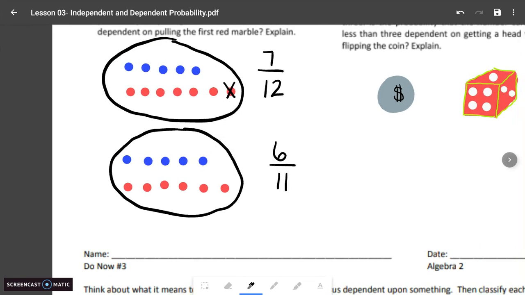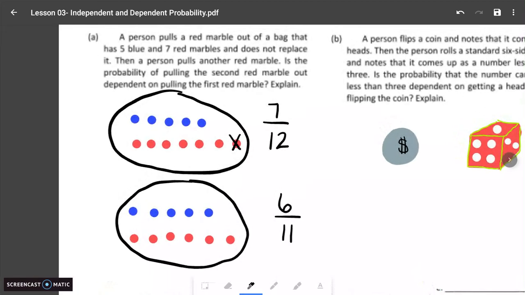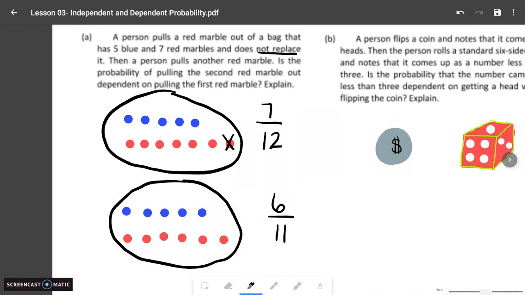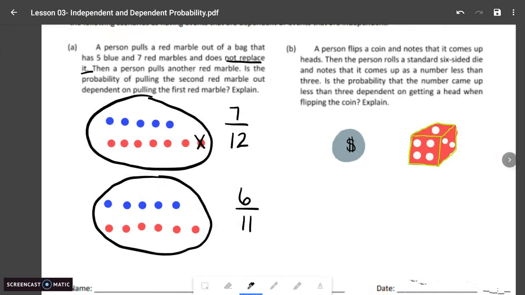So if I were to calculate these two, 7 out of 12 and 6 out of 11 are definitely not equal to each other. So in this case, the big reason here is not replacing that marble, it changed the outcome of the second probability. So when that happened, the second event depended on the first one, right? This also would have changed if we pulled a blue marble or something different happened. So my second probability depended directly on what happened in the first scenario. So this would be an example of a dependent event, really because of that no replacement.